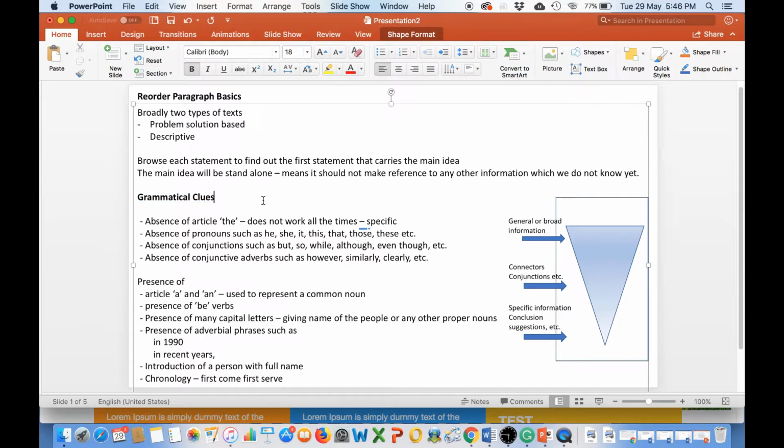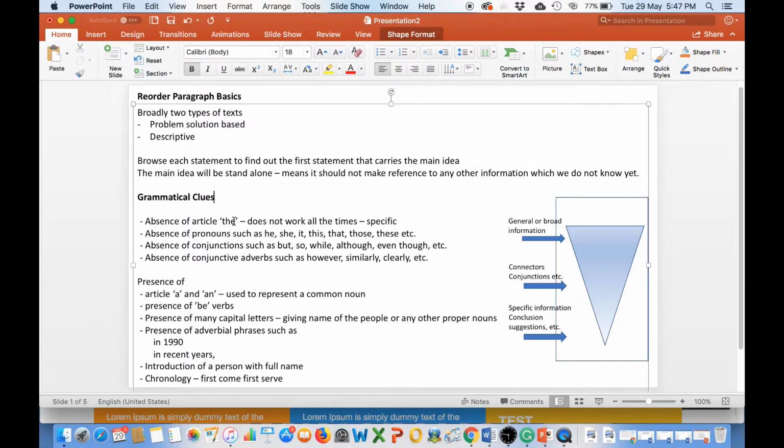Grammatical clues, okay. The first statement should not have the article the, because it makes things specific. There are two types of articles: definite articles and indefinite articles. The definite article makes common nouns specific nouns, but the articles a and an are open articles. So a statement containing or beginning with the may not be your first one, but this does not apply all the time, because sometimes you may have four statements that begin with the, so this is not going to work.